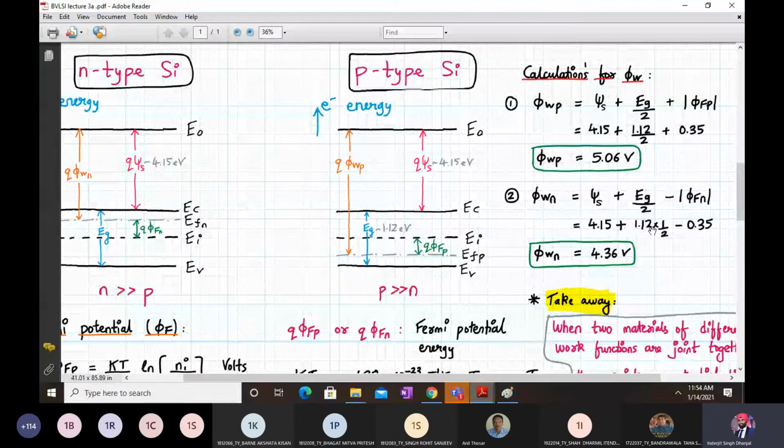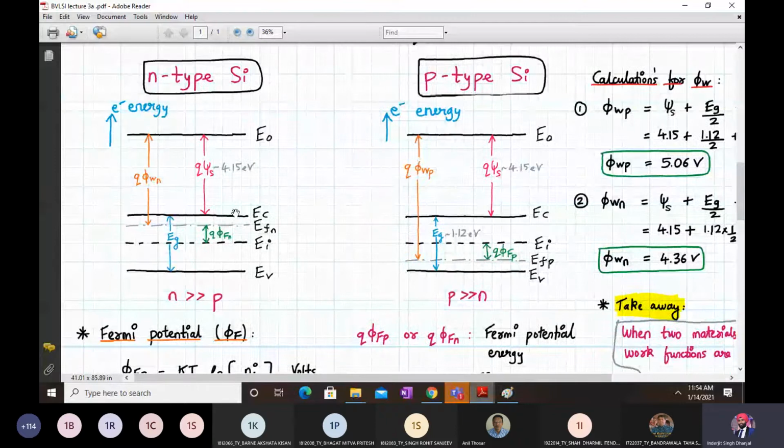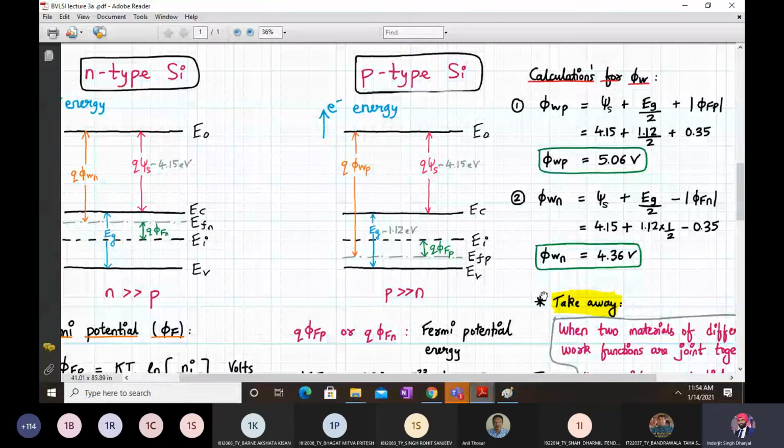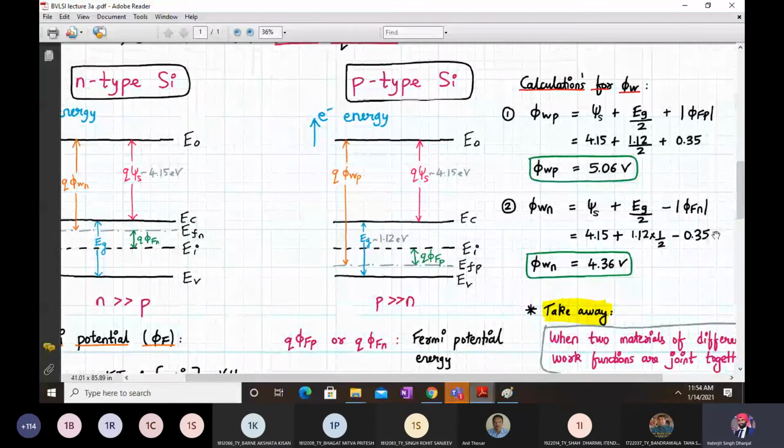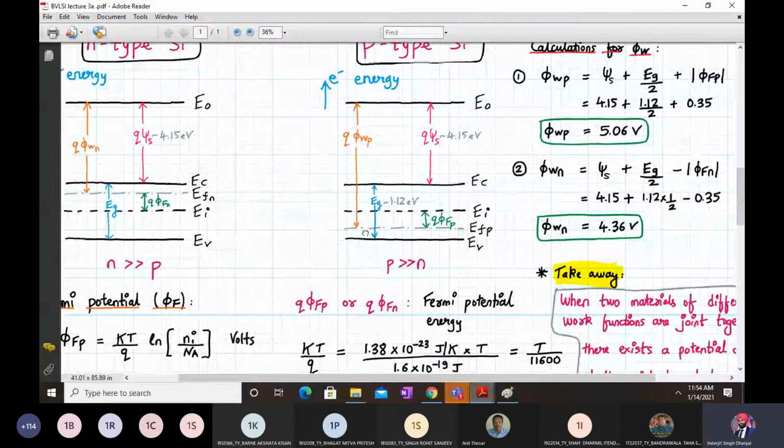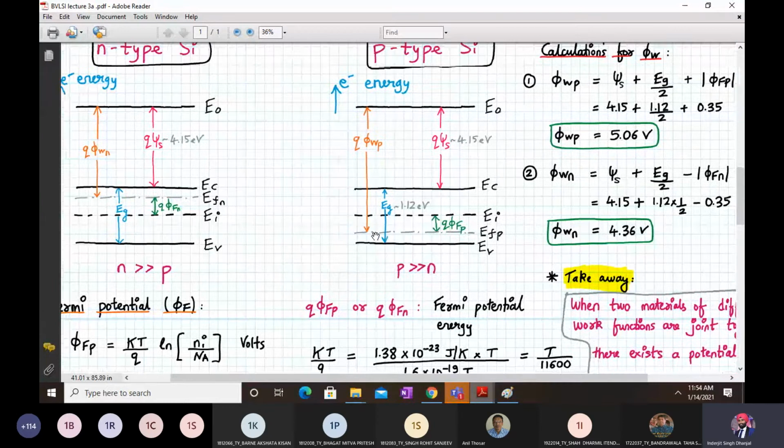4.15 plus 1.12 into half. Why half? Because it is only half the energy, and here we are calculating a potential, minus 0.35. So this number is coming out to be 4.36. Yes or no? Just type in the meeting chat. So phi Wn, the work function potential for n-type silicon, is 4.36.